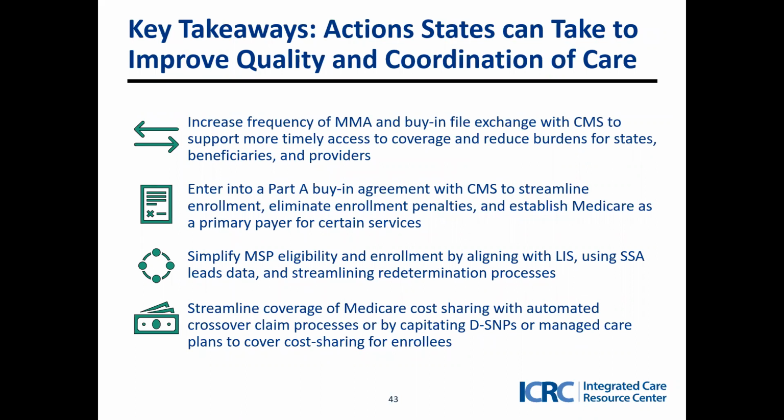So that is the end of the section covering actions that states can take to improve the quality and coordination of care for dually eligible individuals. A quick summary and some key takeaways that we want to leave you with regarding some of these actions are that states can increase the frequency of MMA and buy-in file exchange with CMS to support more timely access to coverage and reduce burden for states, beneficiaries, and providers. States can also enter into a Part A buy-in agreement with CMS to streamline enrollment, eliminate enrollment penalties, and establish Medicare as a primary payer for certain services.